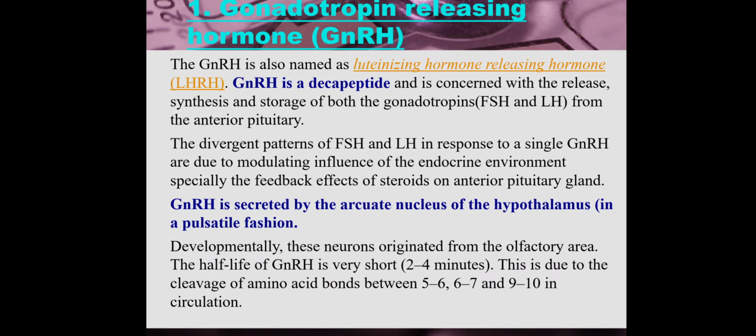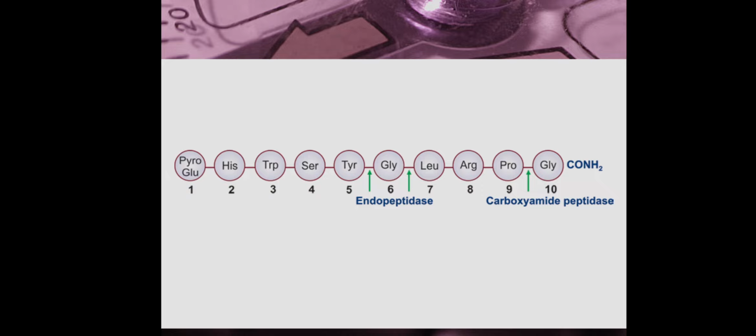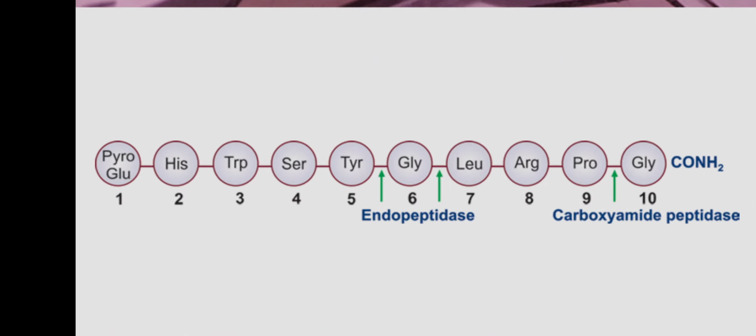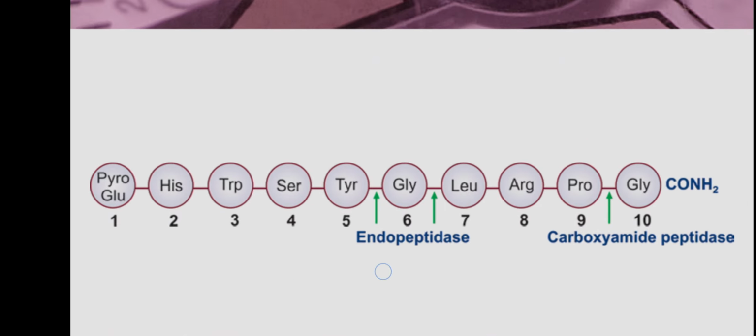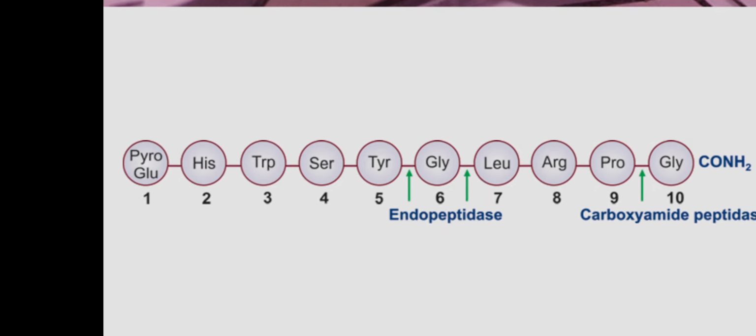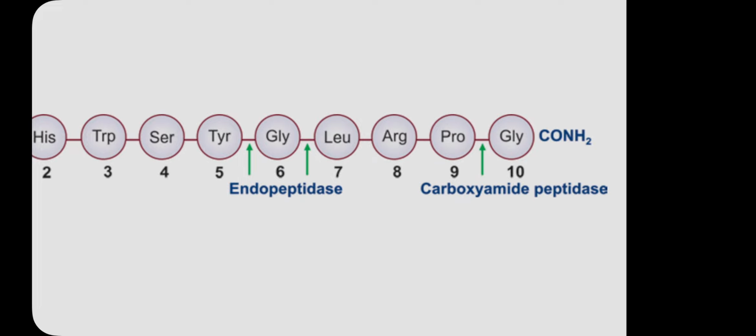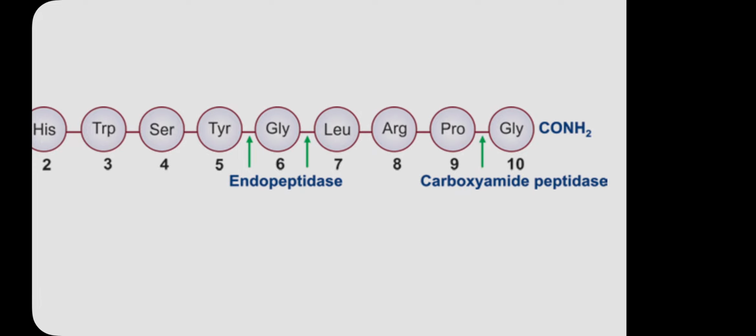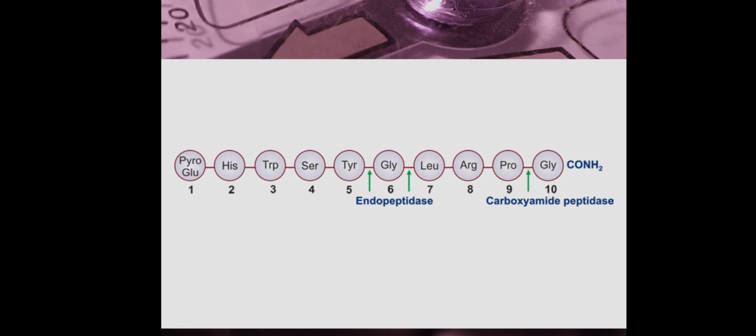You can see in the diagram, I'll show you the diagram. You can see here, this is GnRH. Okay, the chemical nature of the GnRH. It is a decapeptide, made up of 10 amino acids, and you can see the bonds between the 5, 6, 6, 7 and the 9, 10 are easily breakable.